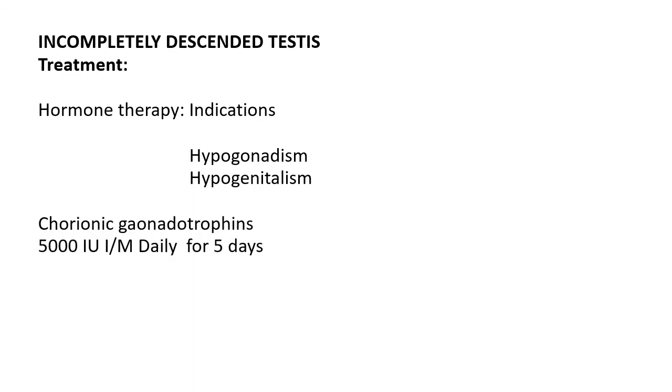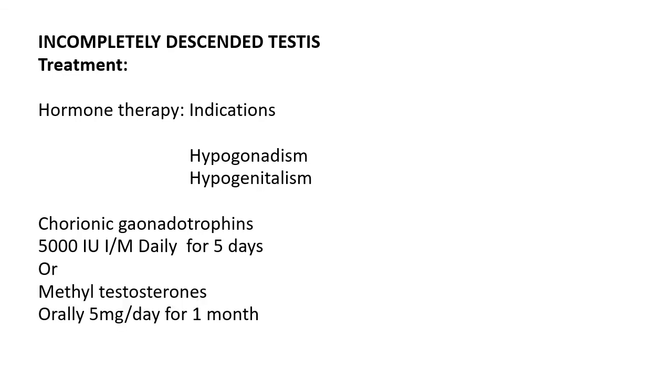If the patient has this and the endocrinologist agrees, then you can start your treatment with chorionic gonadotropin 5000 international units intramuscular daily for 5 days. Or you can start with oral methyl testosterone in the dose of 5 mg per kg per day for 1 month.